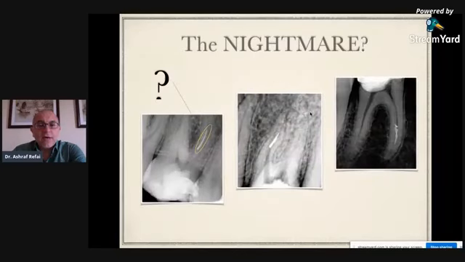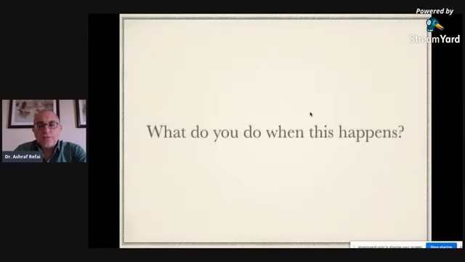So what happens now? These three X-rays are actually instruments which I have fractured. So these are not referred cases. What I'm trying to point out is that even with the best instrumentation, even with a lot of experience, we still fracture instruments. And this should be put in mind so that you don't feel like it's such a nightmare. But when this nightmare does happen, what do you do?